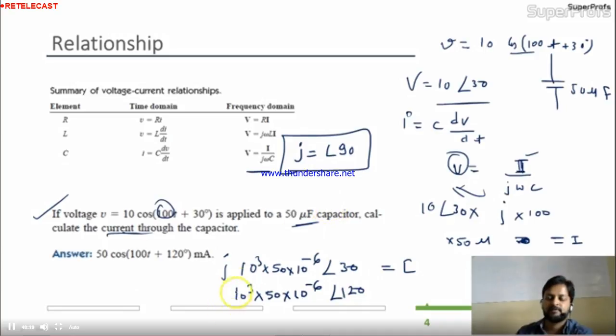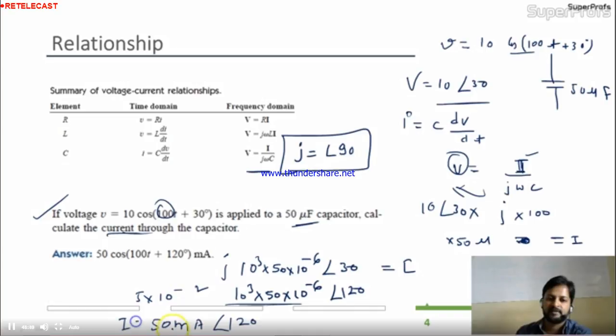Okay. So in the multiplication, the angle will be added. That's why I am writing 120. Now this is the magnitude. Magnitude is 5 into 10 to the power minus 2. This is nothing but 50 milliampere. 50 milliampere at an angle 120.